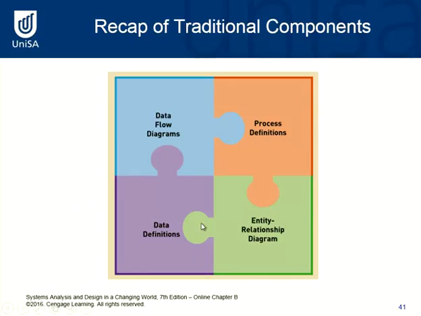And our data definitions can tell us a lot more information about what goes on within our entity relationship diagrams. What are our entities? What are the data elements? What are the types of those data elements? And how is the information structured within the entity relationship diagram? And all of these basically make up the components of the traditional approach to modelling requirements, as opposed to the object-oriented approach to modelling requirements.